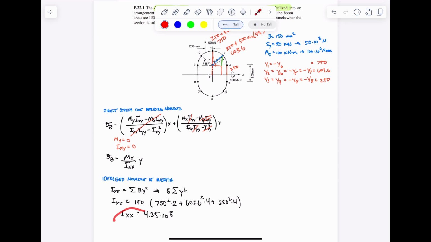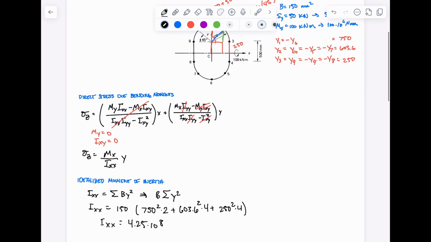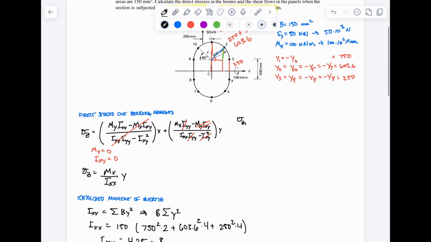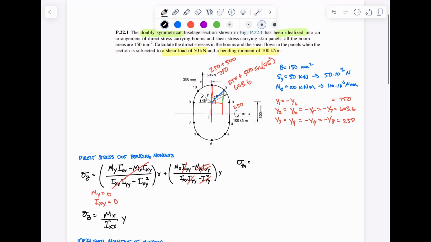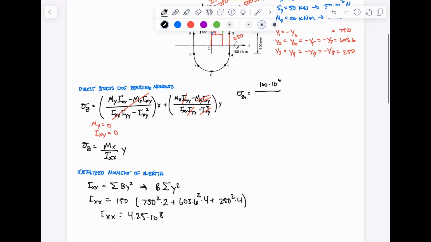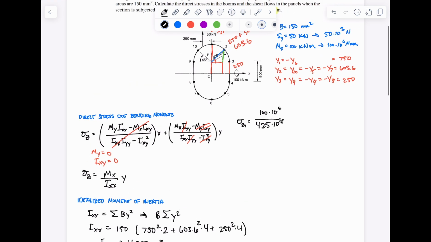Now we can plug in Ixx into our direct stress formula due to bending moment. Let's solve for boom 1 first. We know that Mx is 100 times 10 to the power 6 newton millimeters, so 100 times 10 to the power 6 over Ixx, which we found to be 4.25 times 10 to the power 8.